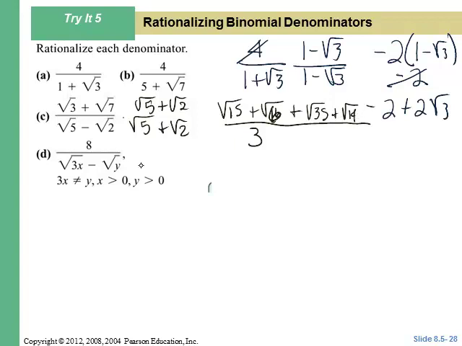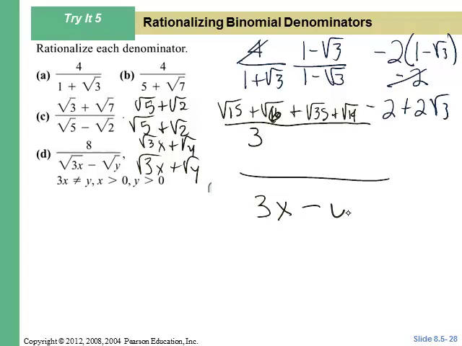And then the last one, multiply top and bottom by the root of 3x plus the root of y. The denominator becomes 3x minus y. Numerator becomes 8 root of 3x plus 8 root of y.